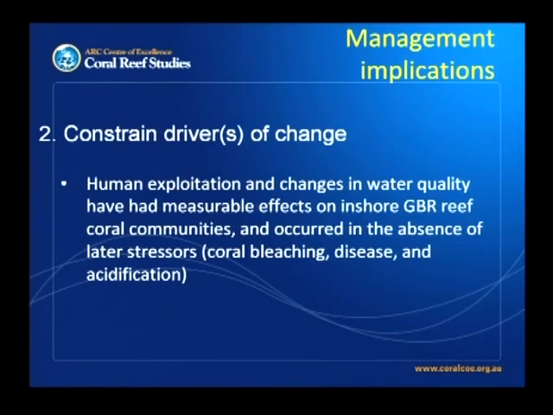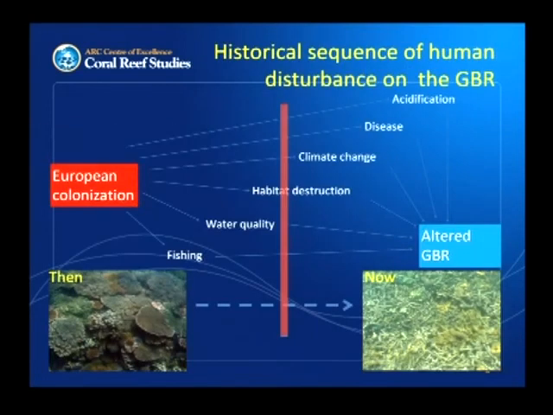The second implication is that with this sort of work, we're able to constrain the drivers of change. Human exploitation and changes in water quality have had measurable effects on the inshore GBR reef coral communities. Malcolm went through the physical aspects behind that. These are the biological and ecological repercussions. These sorts of things have occurred in the absence of later stressors, such as bleaching, disease, and acidification.